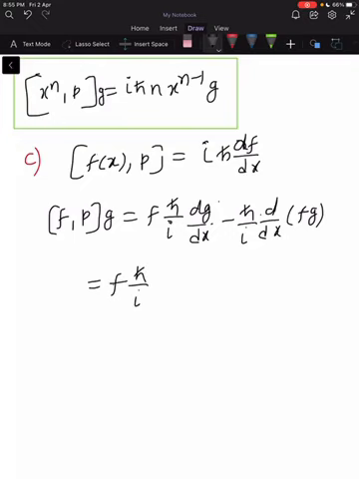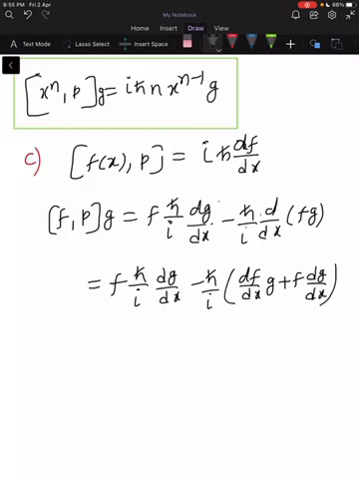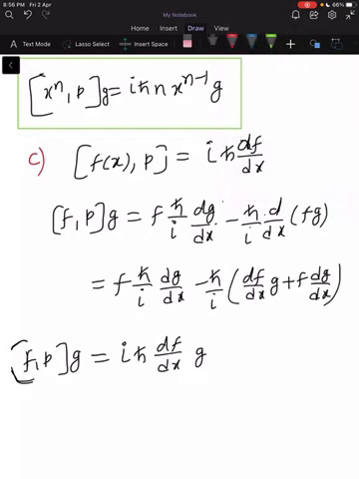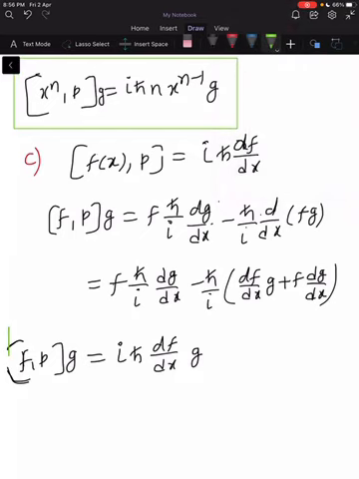After solving the right hand side, we get f (ħ/i) dg/dx - (ħ/i)(df/dx g + f dg/dx). Solving further, we get iħ df/dx g. So this is the result for [f, p], and this is the proof of part C in the question.